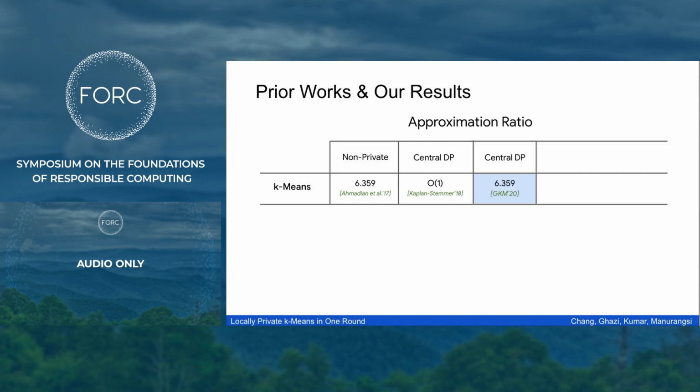So last year, we gave an algorithm that improved on this approximation ratio. Specifically, our algorithm can achieve an approximation ratio arbitrarily close to the non-private algorithm. And as usual, differentially private algorithms have to pay in terms of additive error. In this case, both our algorithm and the Kaplan-Stemmer algorithm incur an additive error of polynomial in the dimension times k times log n. Unfortunately, the algorithm from our previous paper only works in the central model and not in the local model.